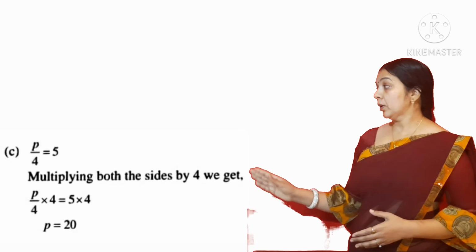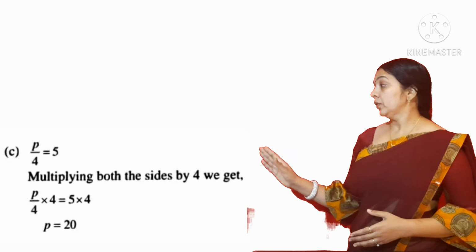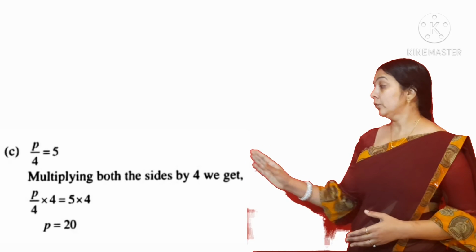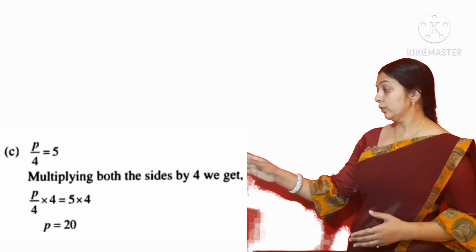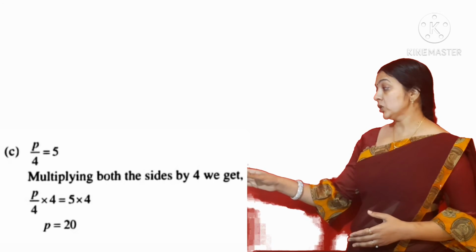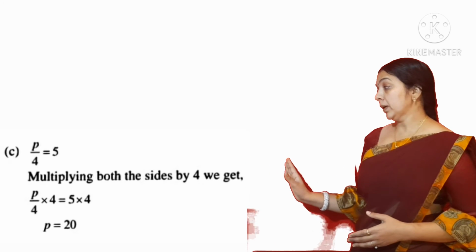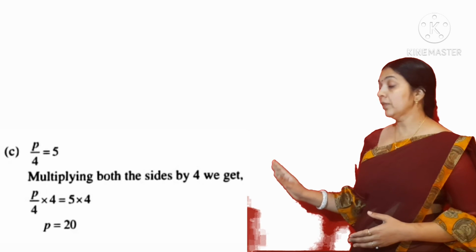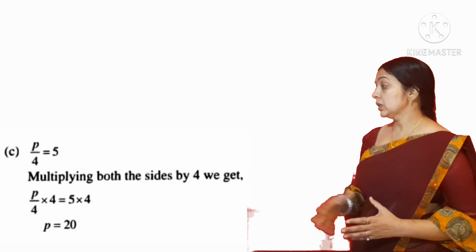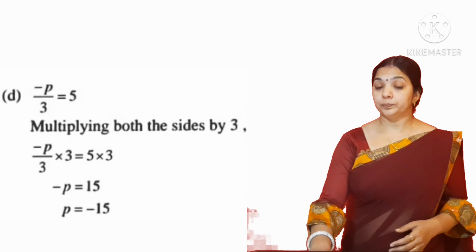Now p upon 4 is equal to 5. We will multiply by 4 on both hand sides. So 4 will be cancelled by 4 on LHS, and 4 will be multiplied by 5. So p is equal to 5 into 4, that is 20 is the answer for this question.